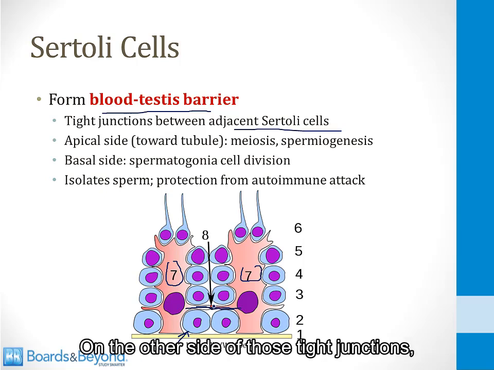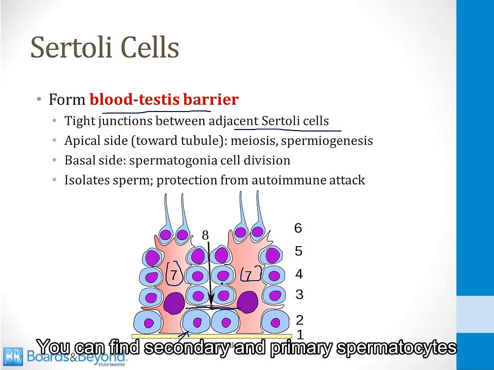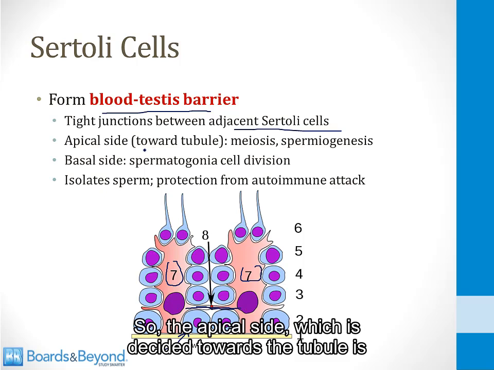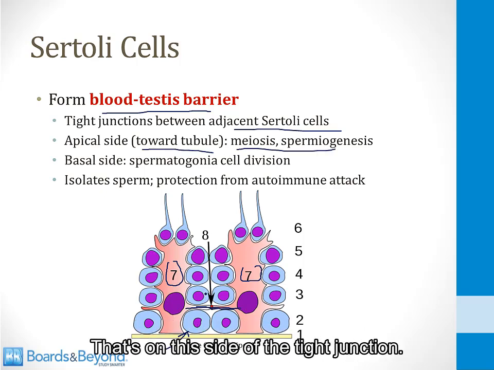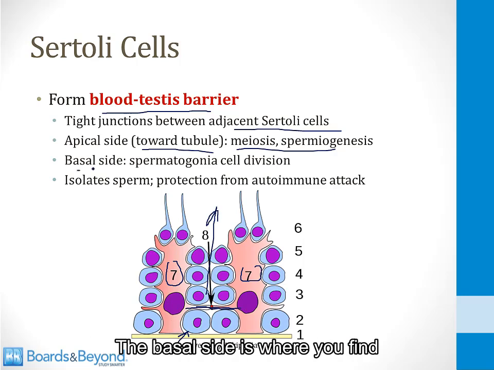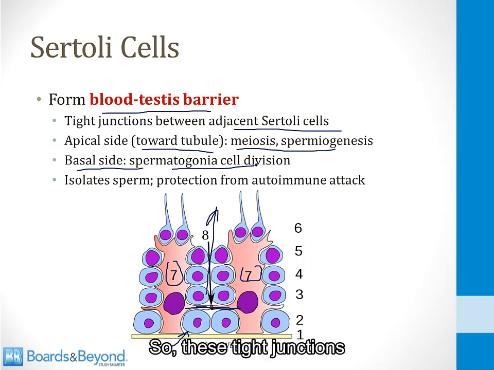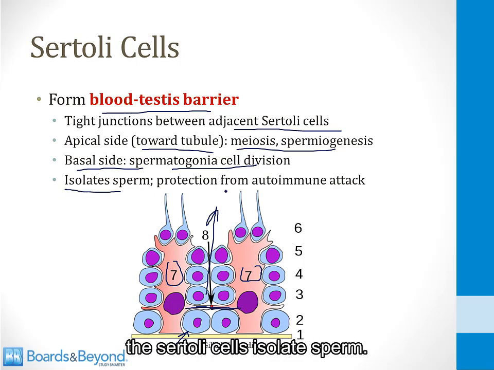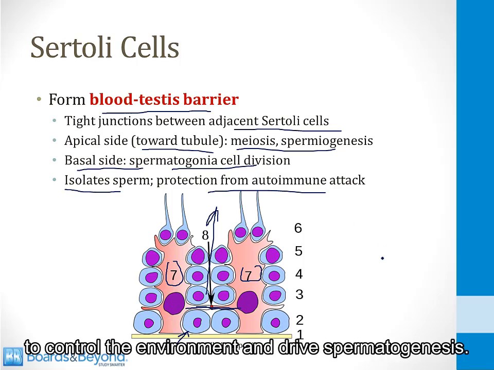On the other side of those tight junctions, you can find developing sperm. You can find secondary and primary spermatocytes and spermatids and spermatozoa. So the apical side, which is the side towards the tubule, is where meiosis and spermiogenesis are occurring. That's on this side of the tight junction. The basal side is where you find the spermatogonia undergoing cell division. So these tight junctions and the blood-testis barrier formed by the Sertoli cells isolate sperm. They protect them from autoimmune attack, and they also allow the Sertoli cells to control the environment and drive spermatogenesis.